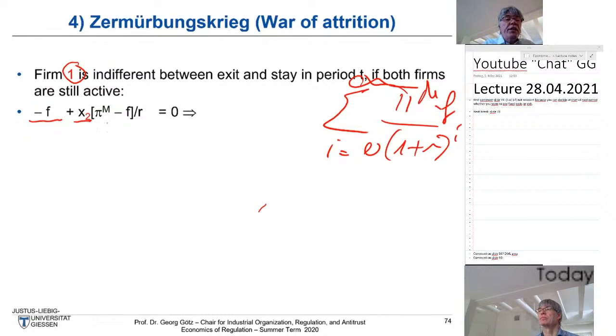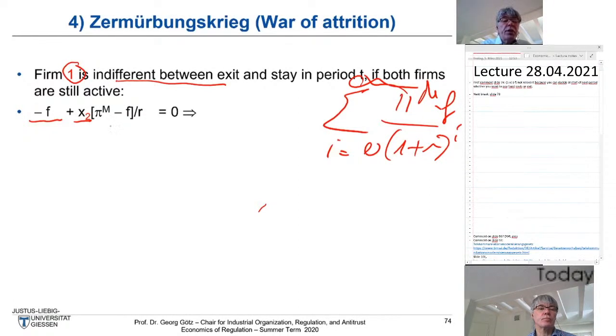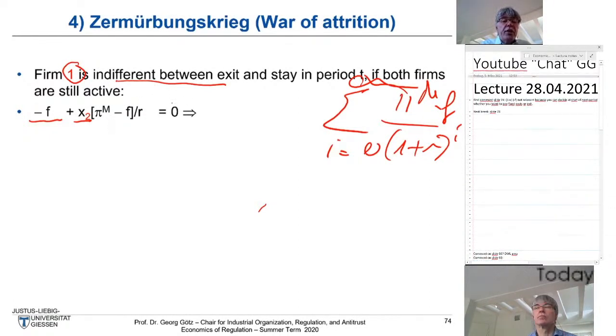You are indifferent between exiting and staying in a market if this is 0. Of course, if it's greater than 0, you certainly stay. The other equilibrium we were looking at right now: if it's clear that firm 1 always stays, firm 2 will always exit. But we want an equilibrium in which both stay in the market. And if x2 is such that this is 0, you stay in the market.